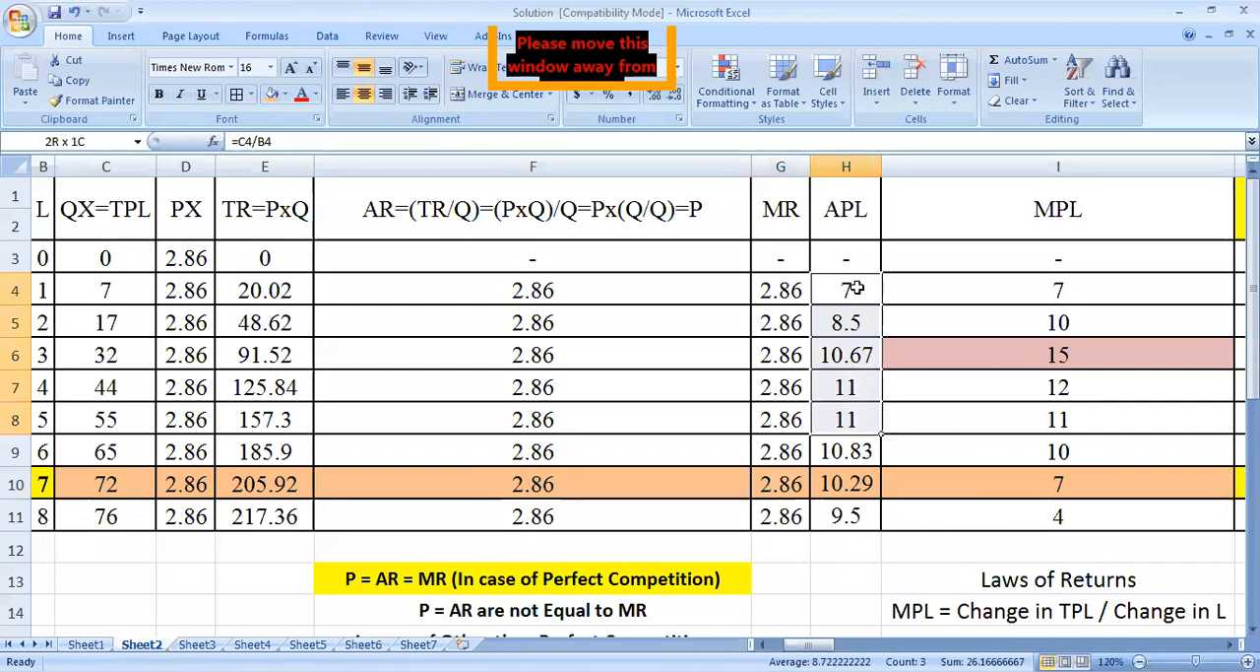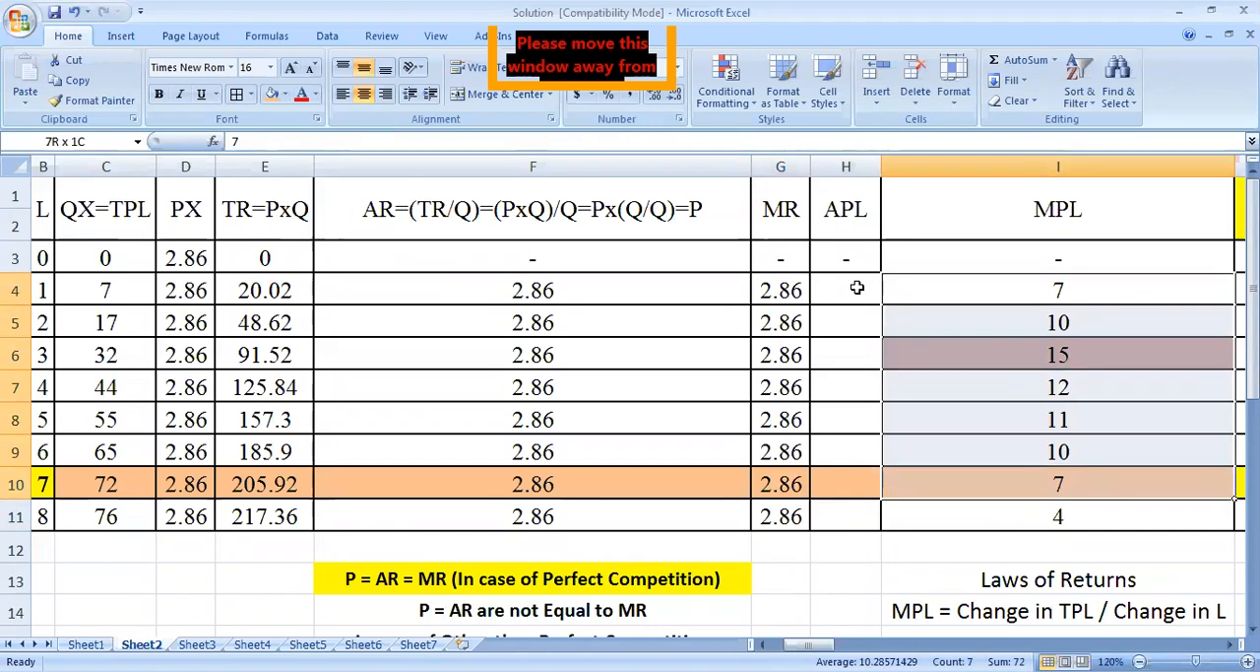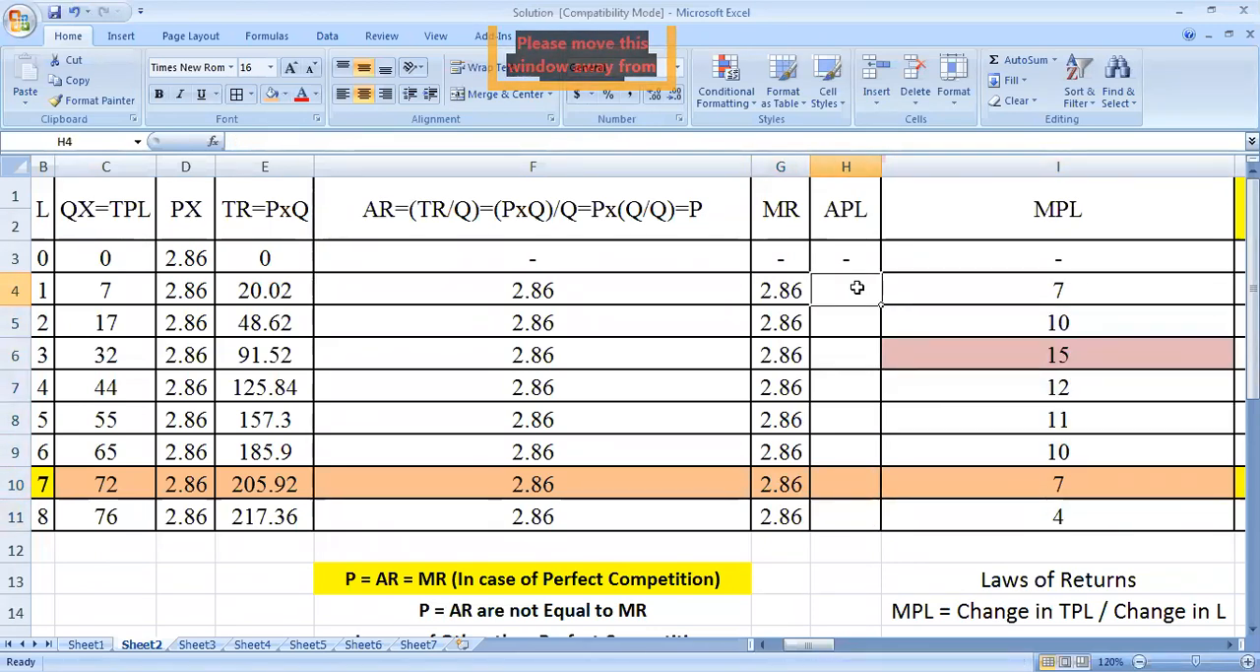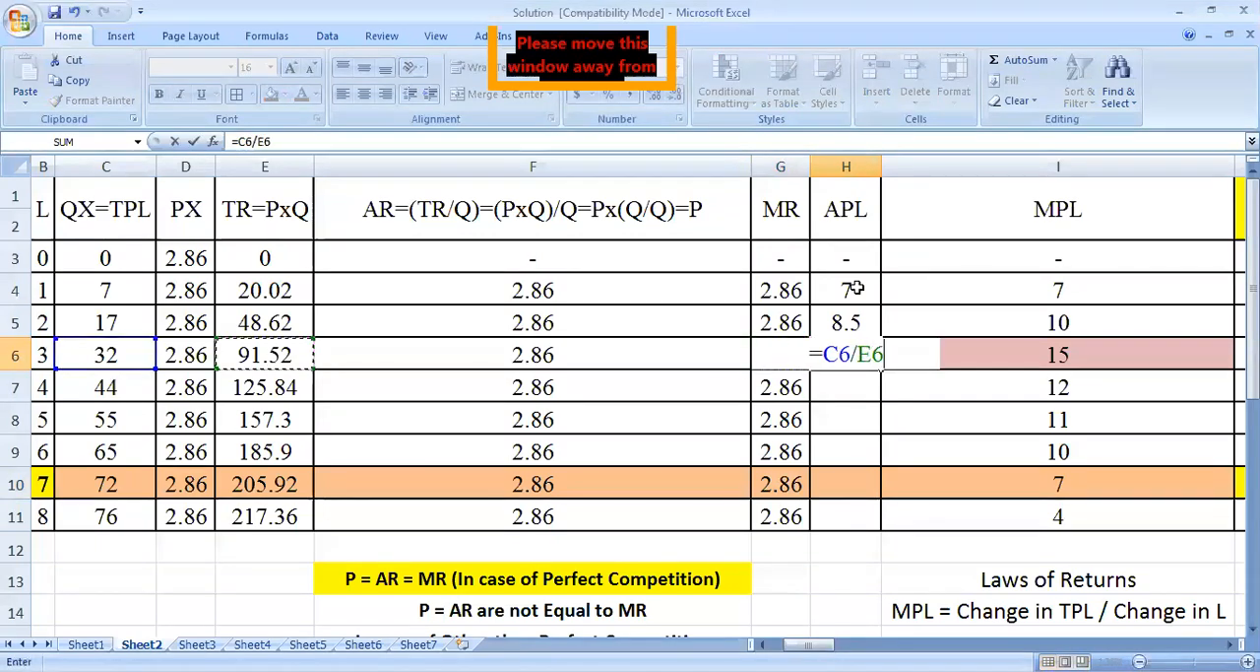We have already read about the columns for average product of labor and marginal product of labor, right? So how do you calculate average product of labor? By dividing output by units of labor. When you divide 7 by 1, the answer is 7. When you divide 17 by 2, the answer is 8.5. When you divide 32 by 3, the answer is 10.67, and so on.